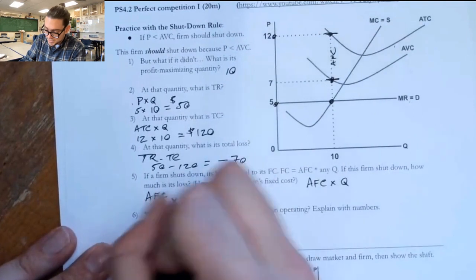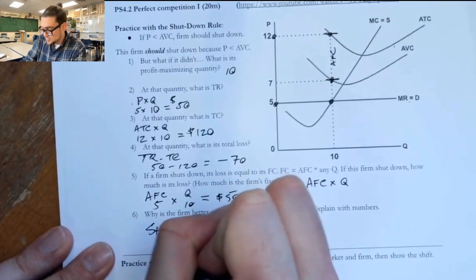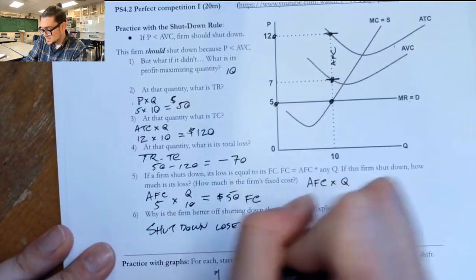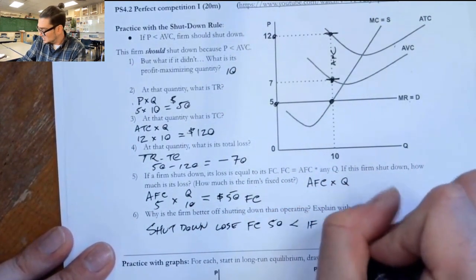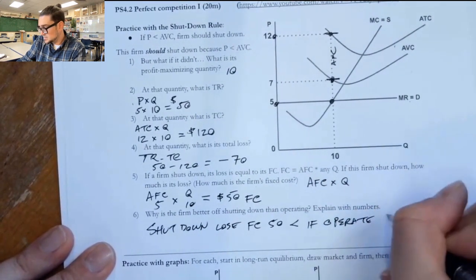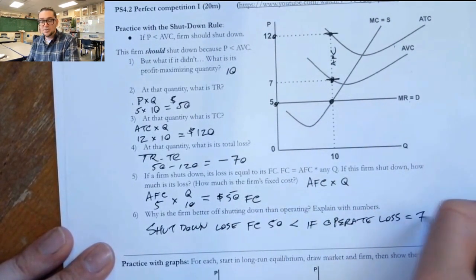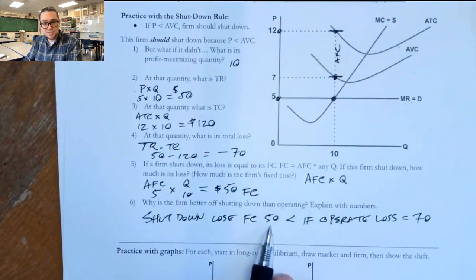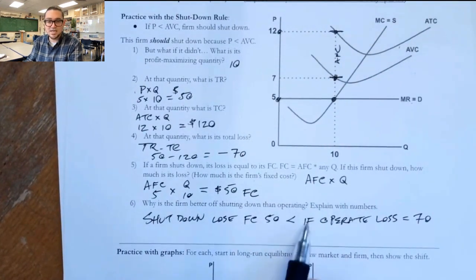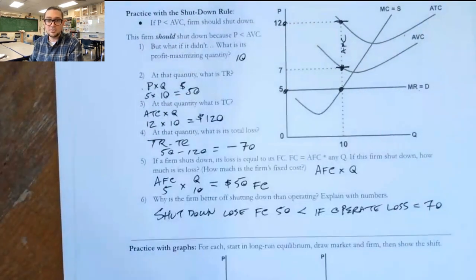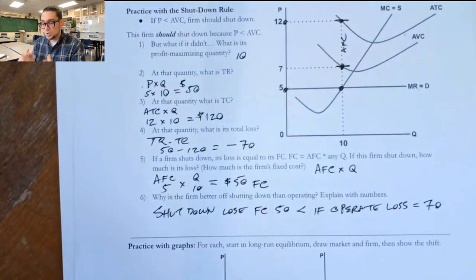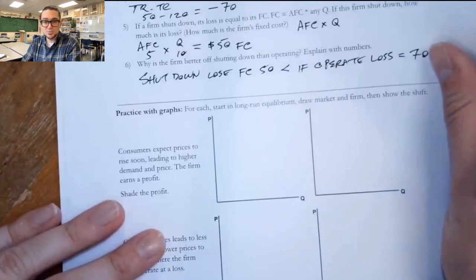So they shut down, they lose the fixed cost of 50, which is less than if they operate and lose $70. So this is why the shutdown rule holds true: firms will close their doors and not operate with any variable inputs at all if Mr. DARP falls below AVC. Now the last part here is just going to be practice with long run equilibrium.